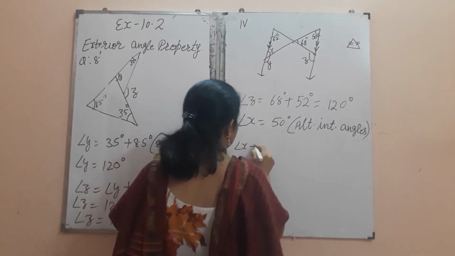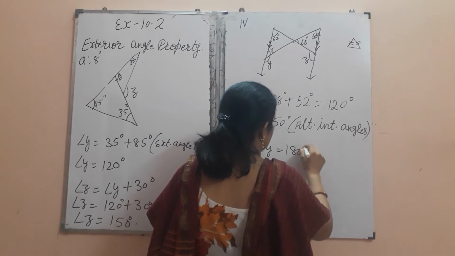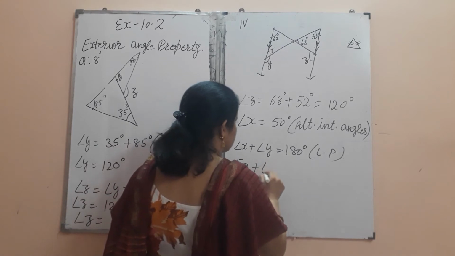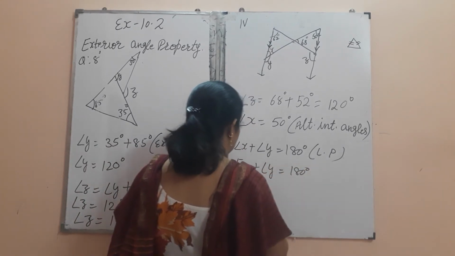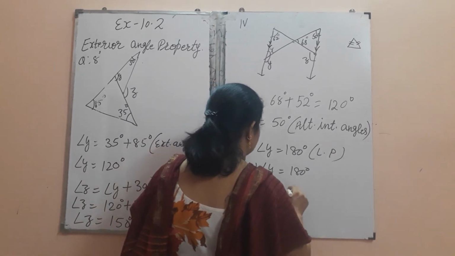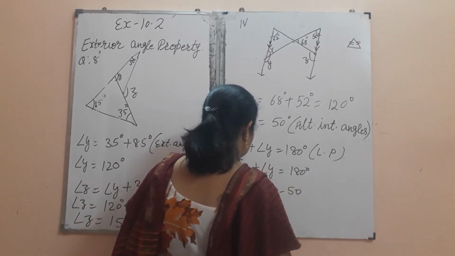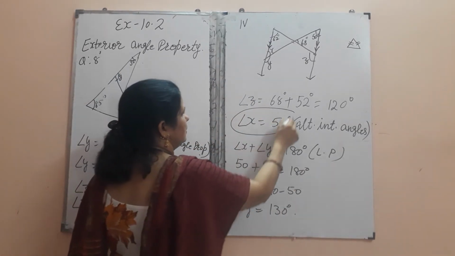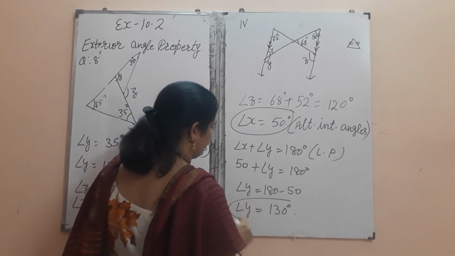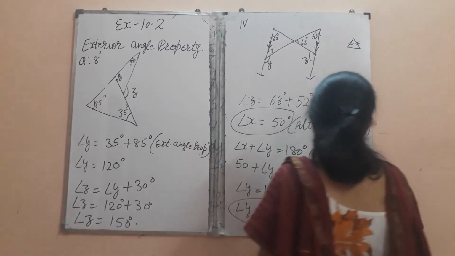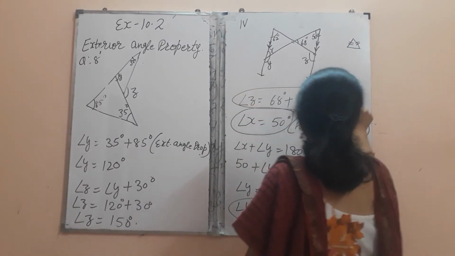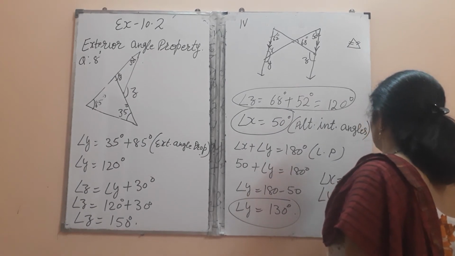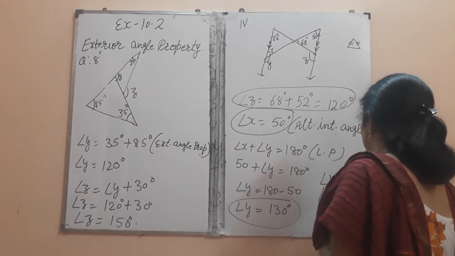Now y we can find by the linear pair. Angle x plus angle y equals 180 degrees, linear pair. Angle x is 50, plus angle y equals 180 degrees. Angle y equals 180 minus 50. Angle y equals 130 degrees. Understood? So angle x equals 50 degrees, angle y equals 130 degrees, angle z equals 120.